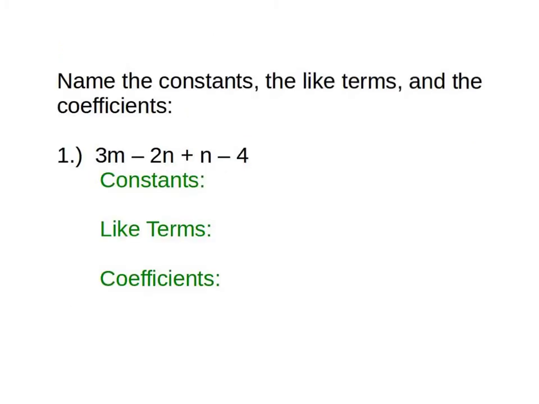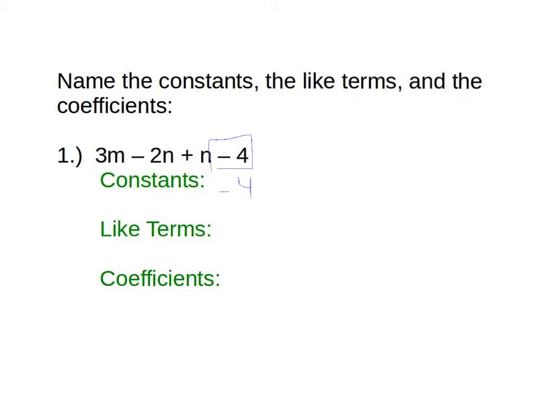Let's take a look at an example problem. 3m minus 2n plus n minus 4. In our expression, we want to identify the constants, the like terms, and the coefficients. Let's start with the constants. In our expression, we only have one constant, the last term, negative 4. So we can write as our constants negative 4.